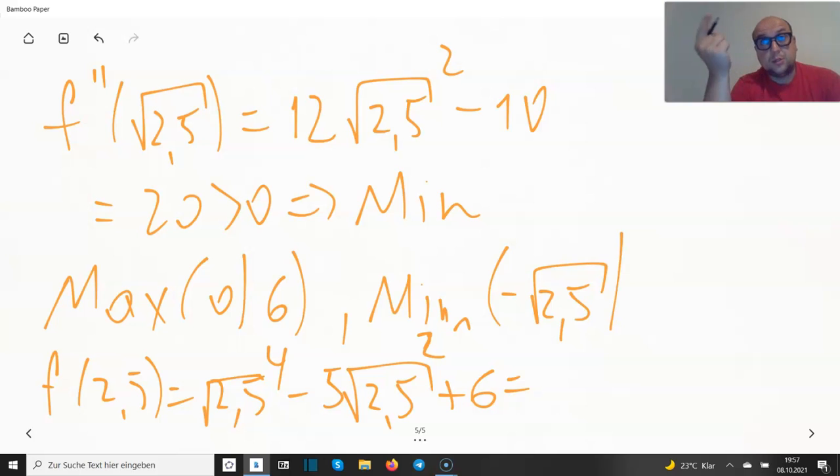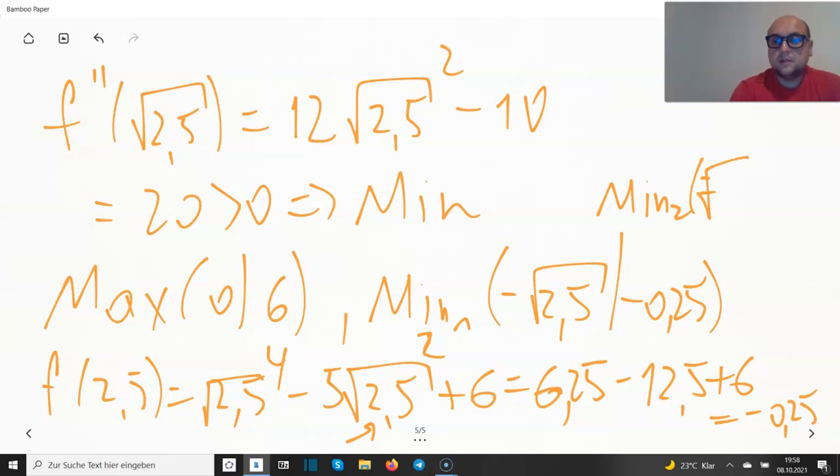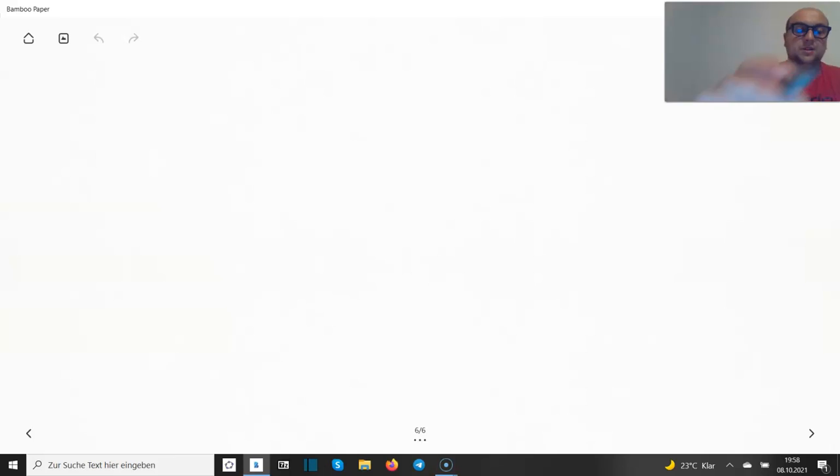So what do we have? Square root of 2.5. We square it once, we're going to get 2.5. We square it twice, we're going to get 6.25. Once again, we square it here only once, so it's 2.5 itself, minus 12.5 plus 6. So we are at minus 0.25. Minus 0.25 here. And min 2 is at plus the square root of 2.5. And again, minus 0.25.